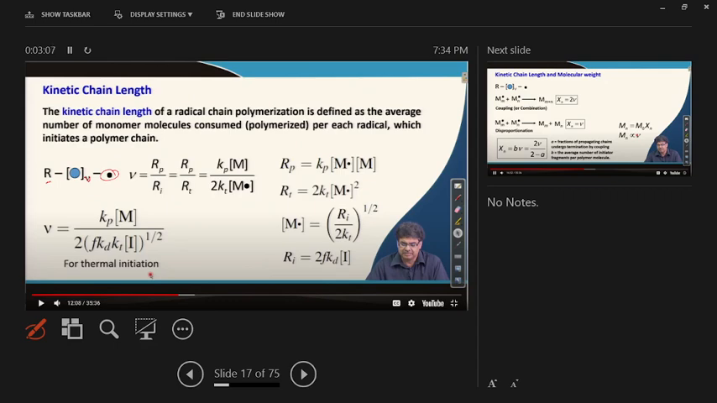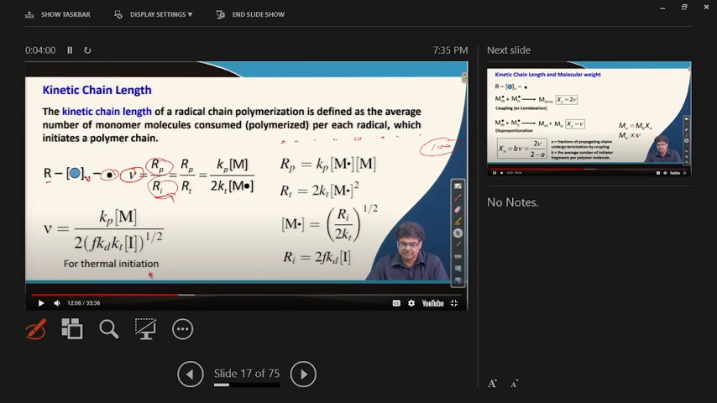V is equal to the rate of propagation upon the rate of initiation. So if the rate of initiation is higher, then V will be low. What does this mean? A higher rate of initiation means more radicals will be there. If Ri is higher, then more radicals will be there, but the monomer concentration, suppose we keep fixed at 100, so each radical will get a small number of monomers. That's why the kinetic chain length will be less.